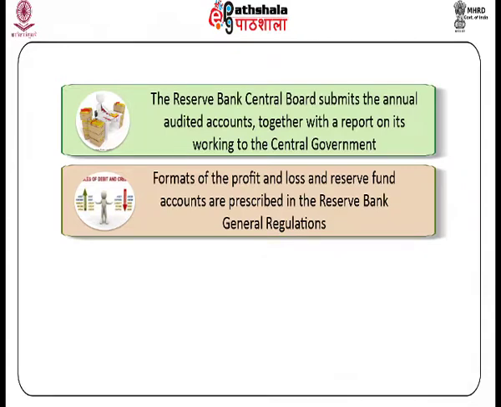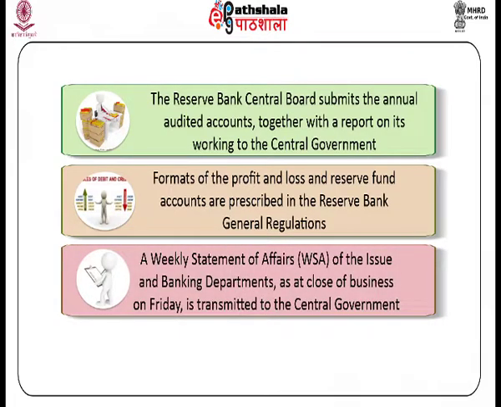Besides the annual accounts, a weekly statement of affairs (WSA) of the issue and banking departments, as at close of business on Friday, is transmitted to the central government after due approval of the weekly meeting of the Committee of the Central Board, which usually meets on Wednesdays.